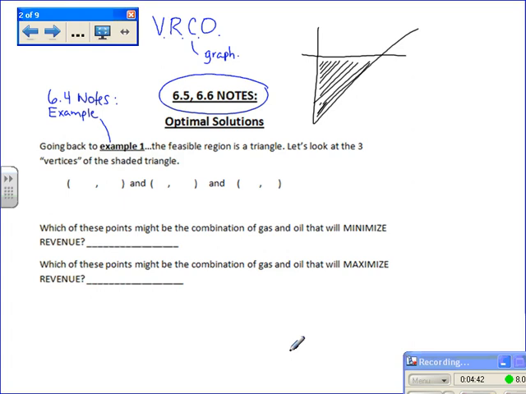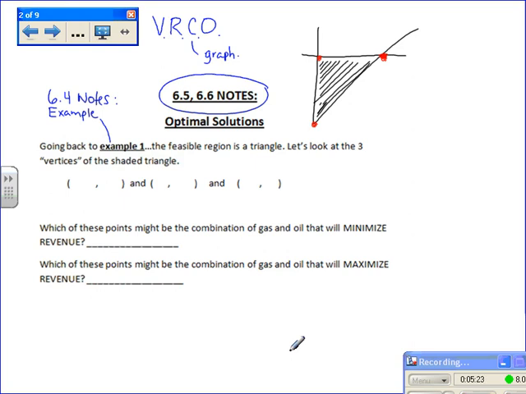What's really interesting for an optimization problem is that your optimal solution, the best solution, is always going to be one of the vertices, in other words, one of the points where your constraints meet. In this case, there are three constraints and they form a triangle. Sorry, my vertices should be right there. These 3 points of the triangle, the 3 vertices, will give me 3 possible solutions, and one of them will be the maximum solution, and one of them will be the minimum solution.